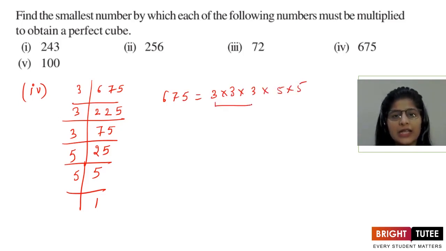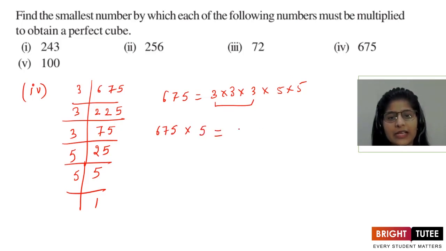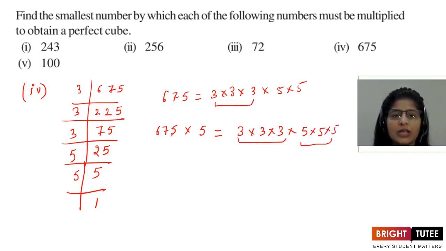So I think now the answer is with you. What we are left with? We are left with 5 cross 5. To make it a perfect cube, we should multiply it with one more 5. So what is the answer? 675 should be multiplied with 5 so that it becomes a perfect cube. Just write them 5 cross 5 cross 5. So this is also now a triplet. This is a triplet. So you have to multiply 675 with 5.